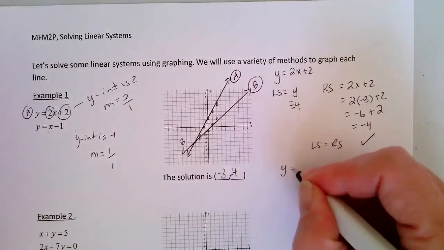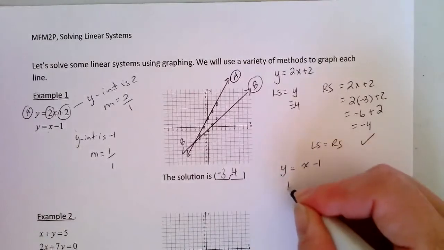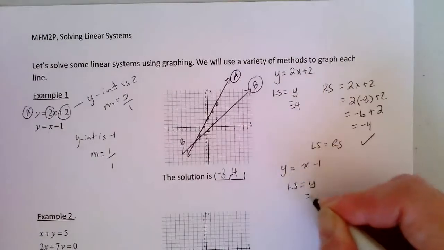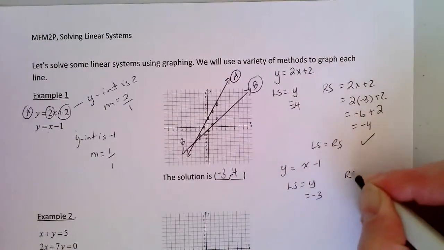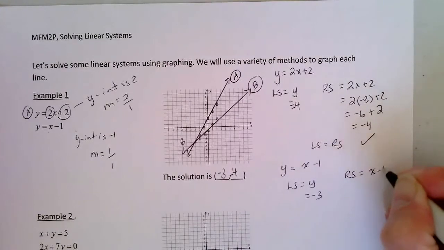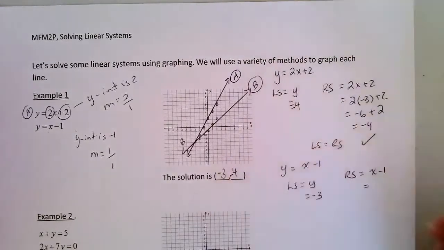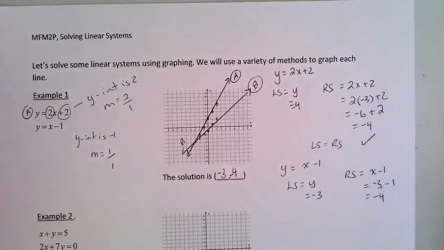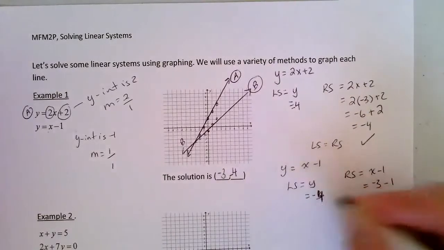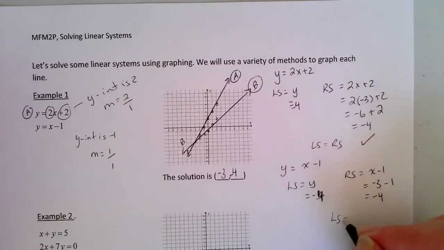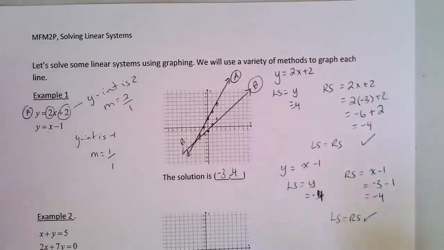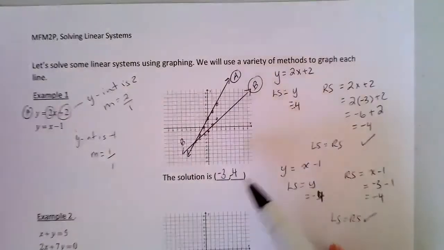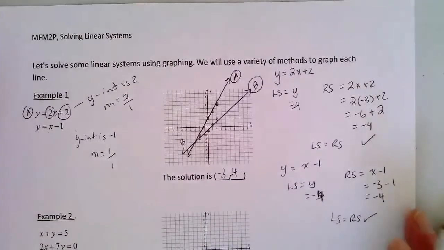And then we go to the next line, y equals x minus 1. The left side is equal to y, which is -3. And the right side is x minus 1. And our x value was -3. So we replace the x with -3. Clean that up to get -4. And again, I made a mistake. So now my left side and my right side are equal, and I am confident that I have the right solution. Okay, so our solution is -3, -4.